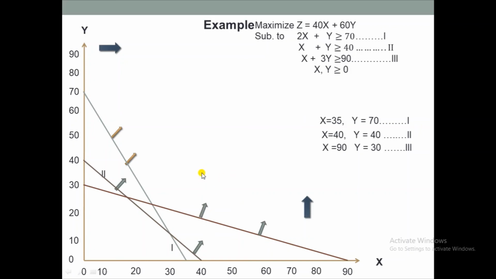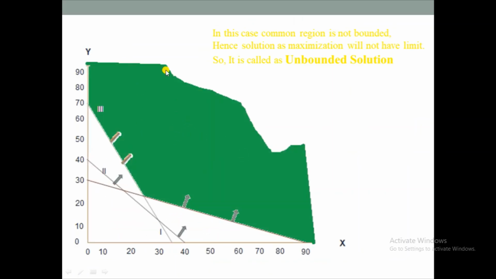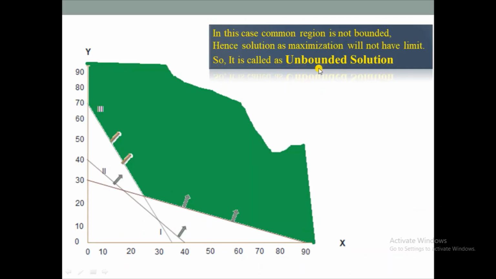Okay, so now in this case all the constraints are showing the region above the line, so obviously this region is going to be like this. This is an open region, so it is called an unbounded solution. It is called an unbounded solution because this is not bounded by any boundary. This side the boundary is there, but this side it is not bounded, and in this case we will not be able to calculate the answer. So this is also one of the special cases of the linear programming problem.